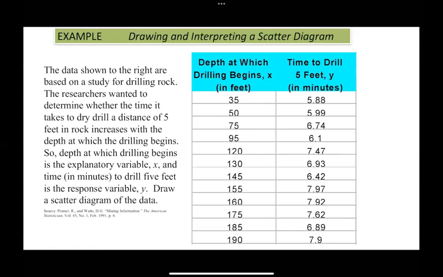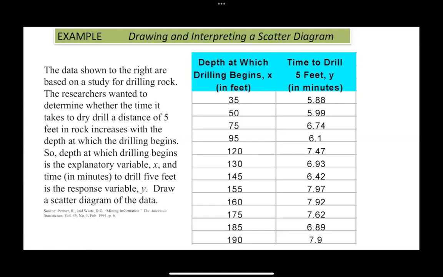The explanatory variable, the one that drives the bus, is where we start digging. The one that is the response is how long it takes to drill, because if I don't start drilling, then it's not going to take me any time to drill because I never started. So my explanatory variable is the depth at which I start digging. The response variable is how long it takes to dig. That's what I meant to say when I messed up earlier.